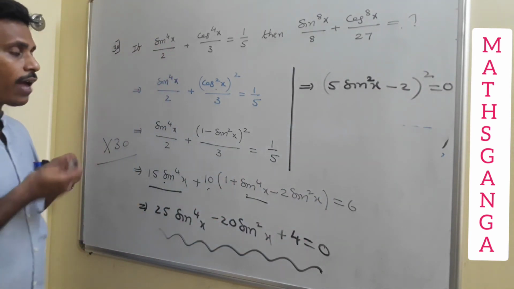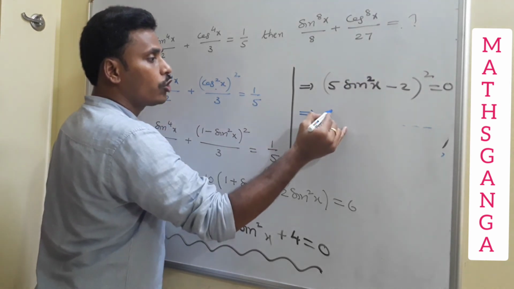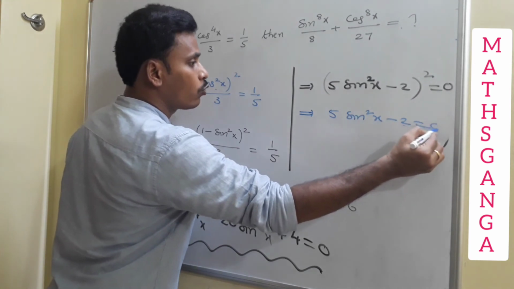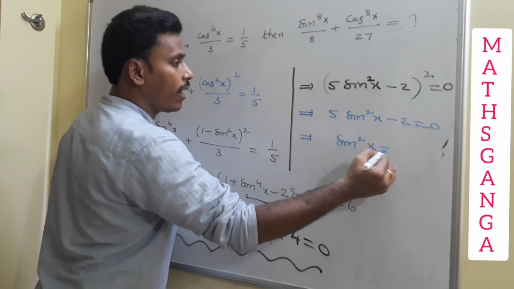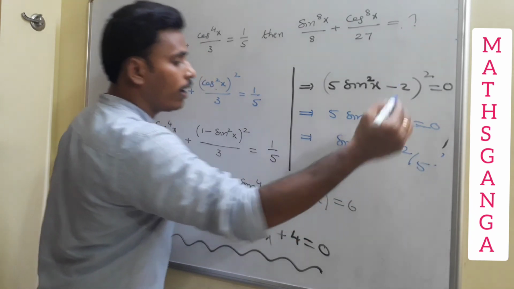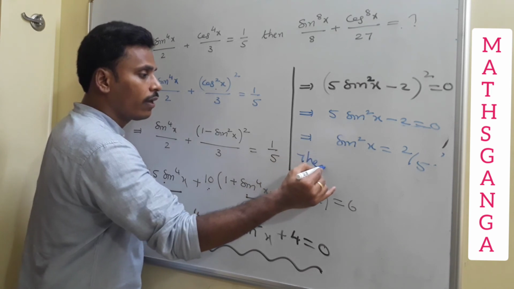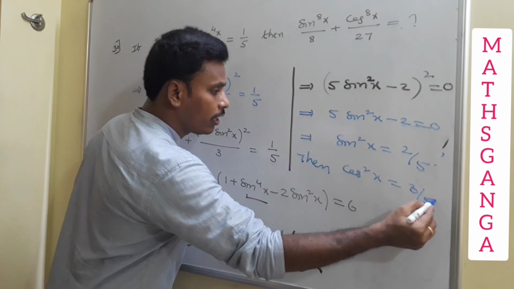So from there I will rewrite like this. So this implies square of something is 0, in the sense that the value under it is also 0. 5 sin square x minus 2 is equal to 0. And if you solve, you will get sin square x is equal to what? 2 by 5. See, if sin square x is equal to 2 by 5, then automatically you will get cos square x is again 3 by 5.